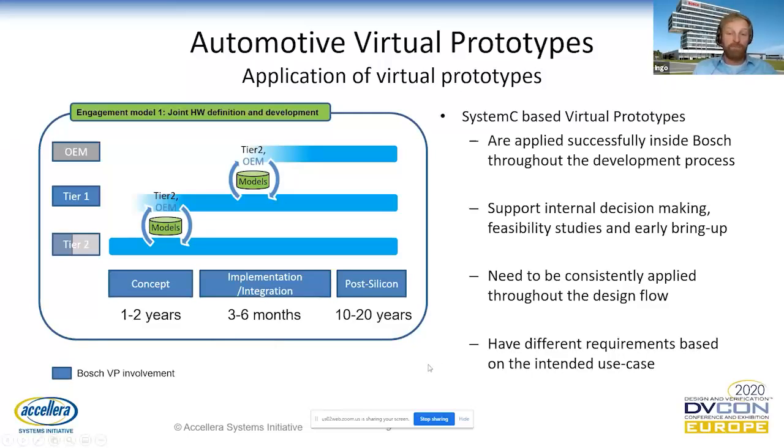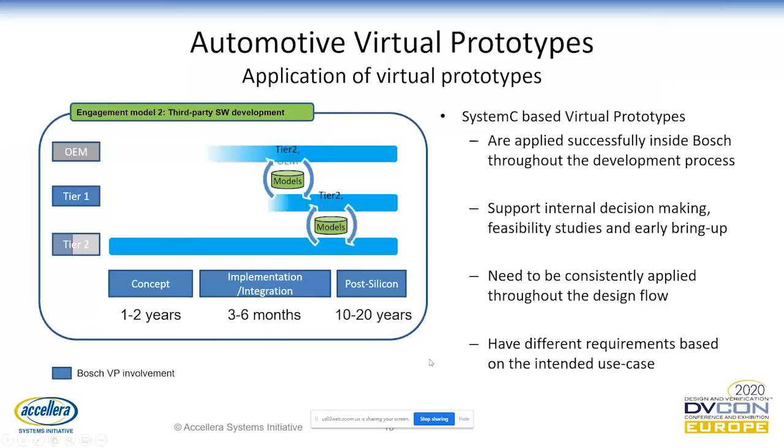So in another engagement model, click please. We are engaged with virtual prototypes at a much later stage. So for third-party software development, an OEM may already be engaged with a certain tier 1 who has selected a tier 2, has selected a certain SoC for development. And we are now engaged with a virtual prototype to start software development on that virtual prototype.